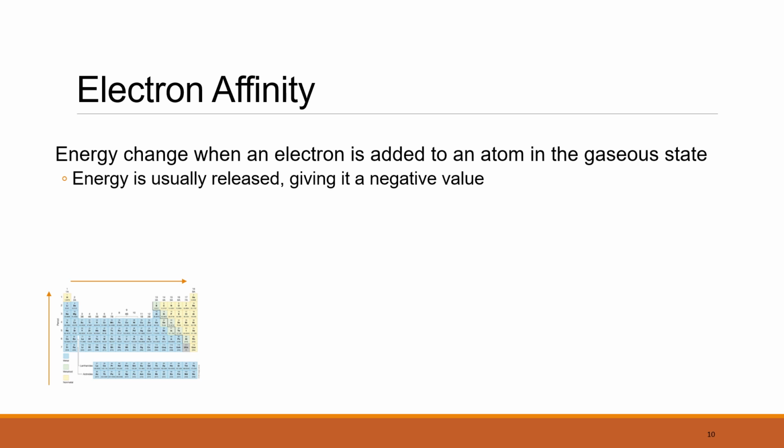Next, we're going to look at electron affinity. Electron affinity is where we are adding an electron, so trying to make an anion from an atom. When an electron is added to an atom, energy is usually released. Remember, released would be a negative enthalpy, giving it a negative value. The trend for electron affinity is the same as ionization energy. We are increasing as we go up a group and increasing as we go across a period.